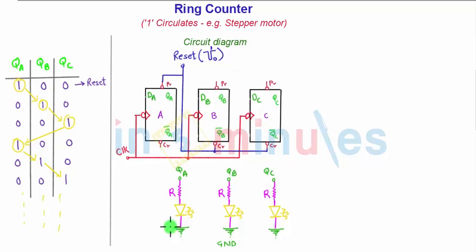At the bottom stage, to observe the outputs, I have connected 3 LEDs. These are the LEDs which will show you the outputs QC, QB and QA. A current limiting resistor R is connected in series.